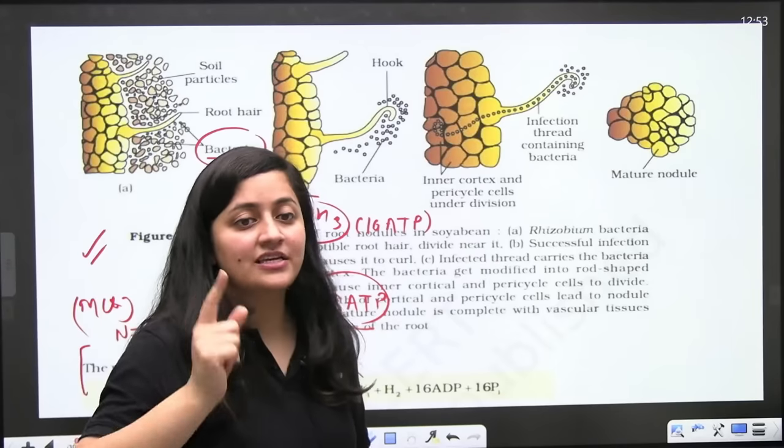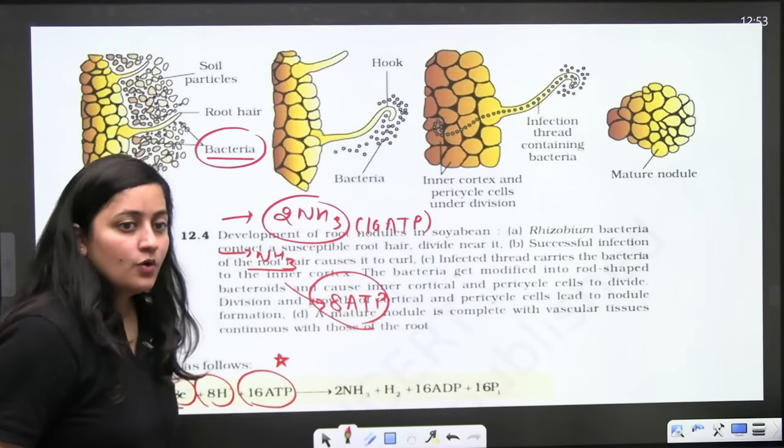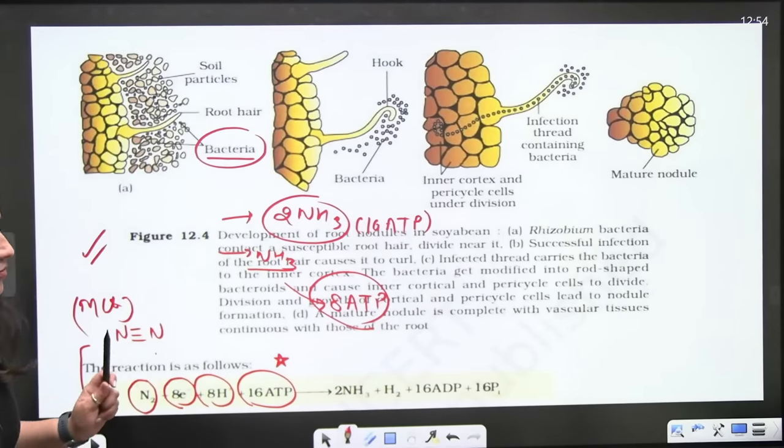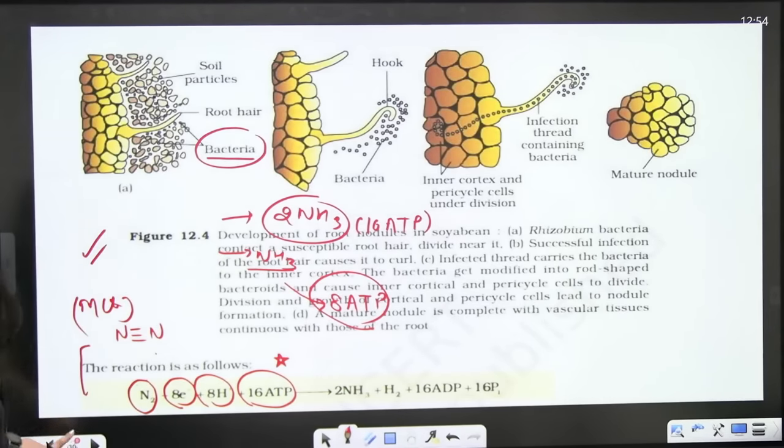Guys, type it in the chat section quickly, all of you: 8 ATP will be used for the formation of 1 ammonia. Clear?